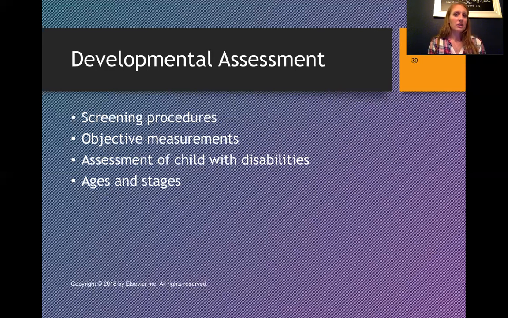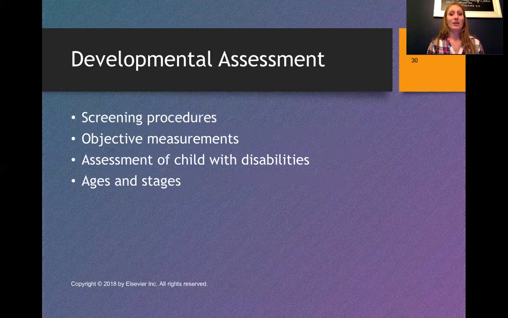The Ages and Stages also provides parents with some good ideas about how to enhance development of their children along the way. So ideas about play and various interactions. So it's a great resource for parents to utilize, the ASQ.